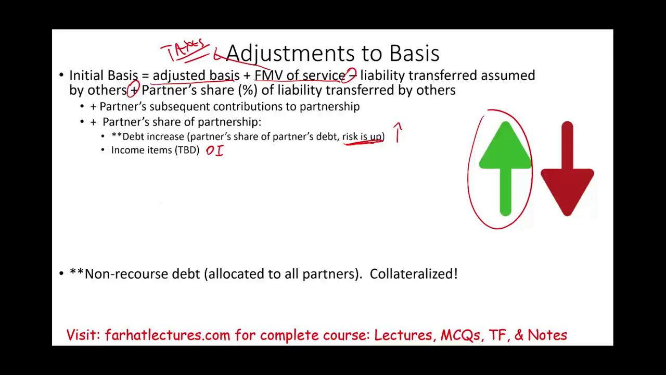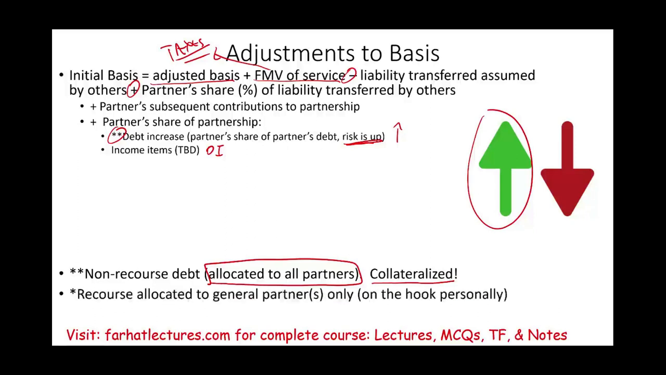Again, here we're assuming non-recourse debt, which means it's allocated to all partners. Non-recourse debt, generally speaking, is collateralized. It means when we took that money out, there is collateral, maybe a building, maybe a warehouse, in case something happened to that debt, versus recourse debt. Recourse debt is allocated to the general partner or partners. So if we're dealing with recourse debt, only the general partner or partners are responsible for that, which is, just for the sake of simplicity, we deal with non-recourse debt.